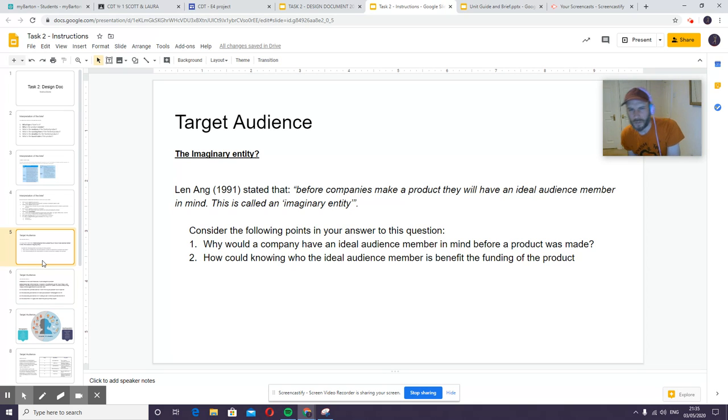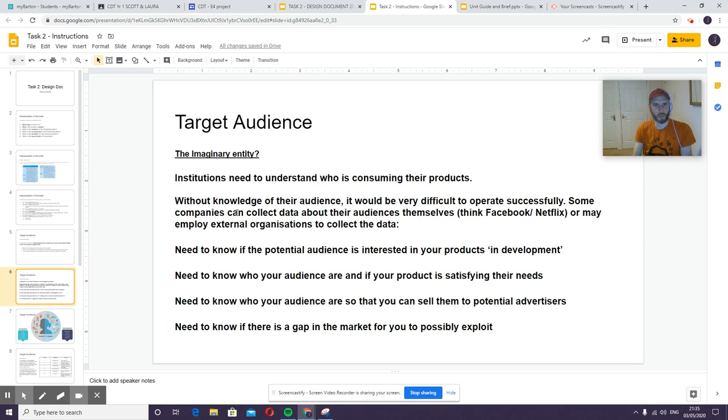And so I need to remind you of something you learned as part of Unit 1, which was what an imaginary entity is. So this is that idea of companies coming up with an ideal member of their audience and condensing all their ideas about audience into one person. It makes it a bit easier to work out who this product is aimed at if you try and condense all these ideas into one person. Okay, so we sort of talked about why companies need that ideal audience member, and how that is of benefit. So just as a quick reminder, it's really important to understand who's consuming your product. Without that knowledge, it's going to be very difficult to operate successfully.